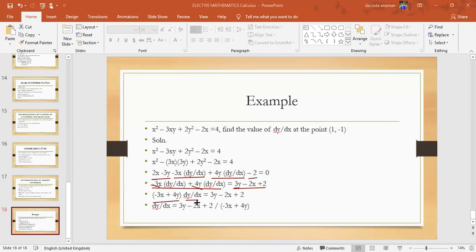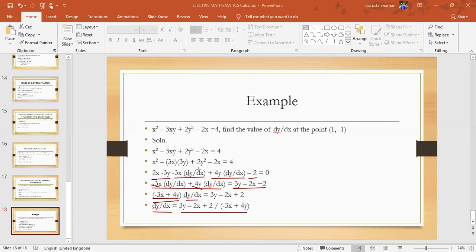Now after that, what do you need to do to get only dy/dx at one end of the equation? You do what? You divide each side by this expression here. Is that okay? So when you divide each side by this expression, the expression will leave. Then it will be 3y minus 2x plus 2 all over this expression, which is negative 3x plus 4y. Therefore, dy/dx is equal to this. That's how you solve an implicit function. Is that okay?